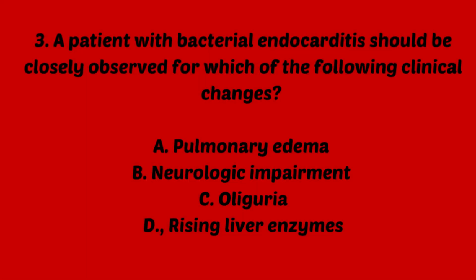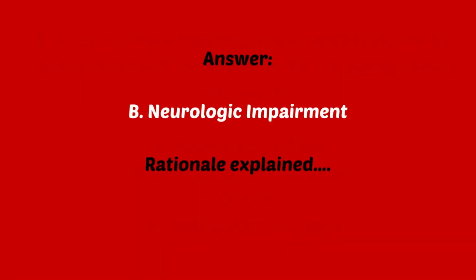Question number 3. A patient with bacterial endocarditis should be closely observed for which of the following clinical changes? Is it A, pulmonary edema, B, neurologic impairment, C, oliguria, or D, rising liver enzymes? If you chose B, neurologic impairment, you are correct.